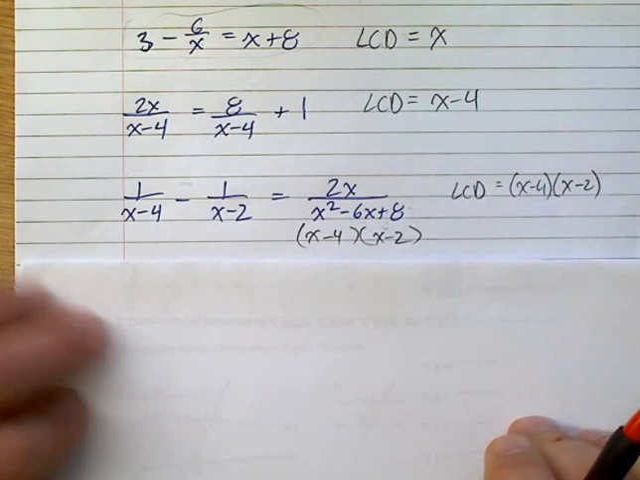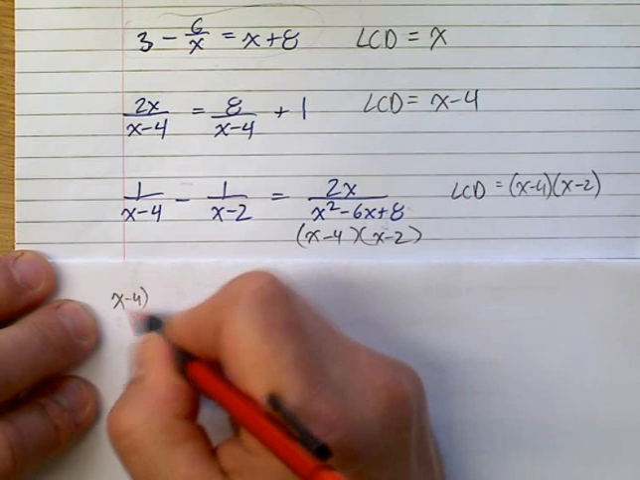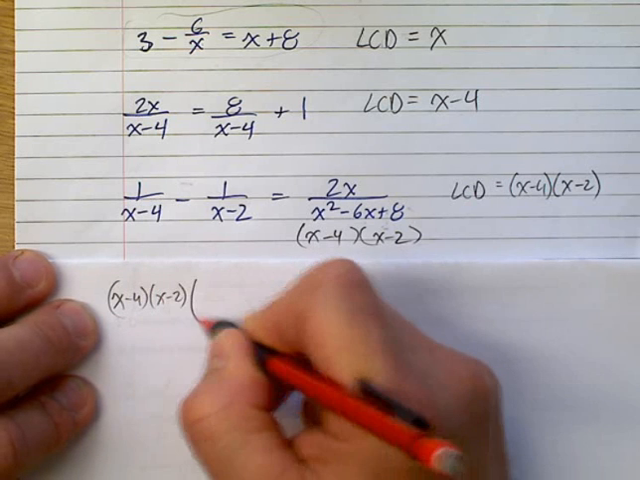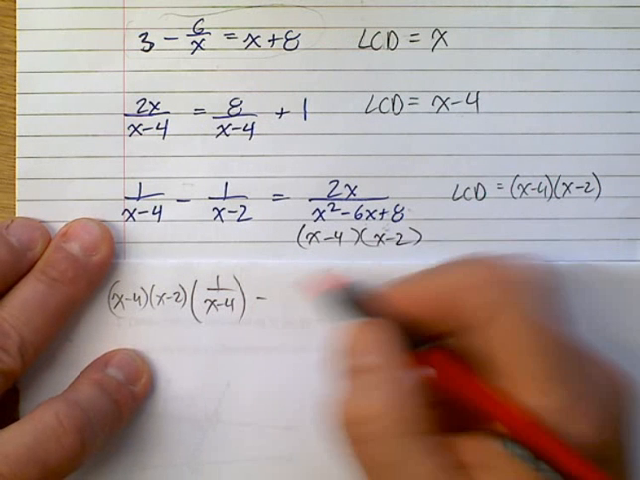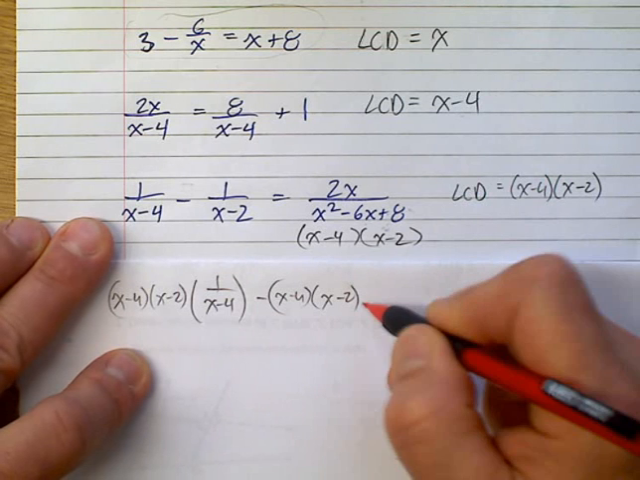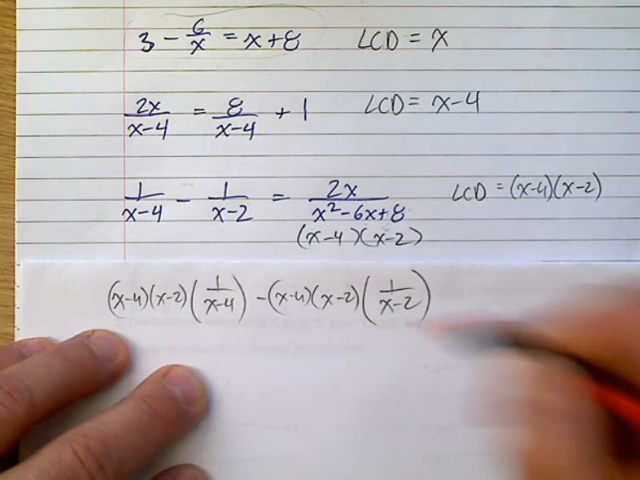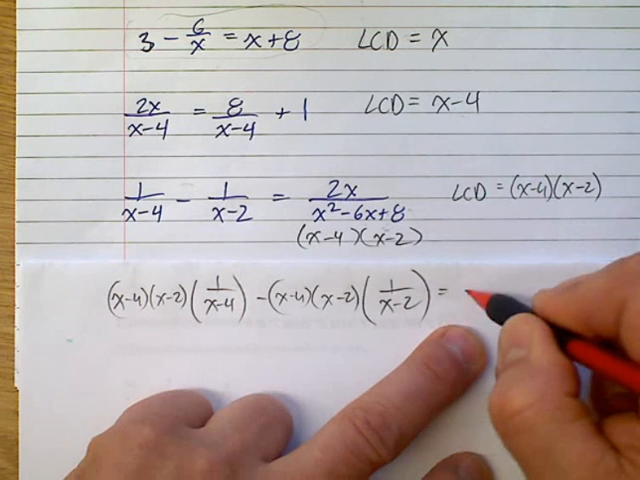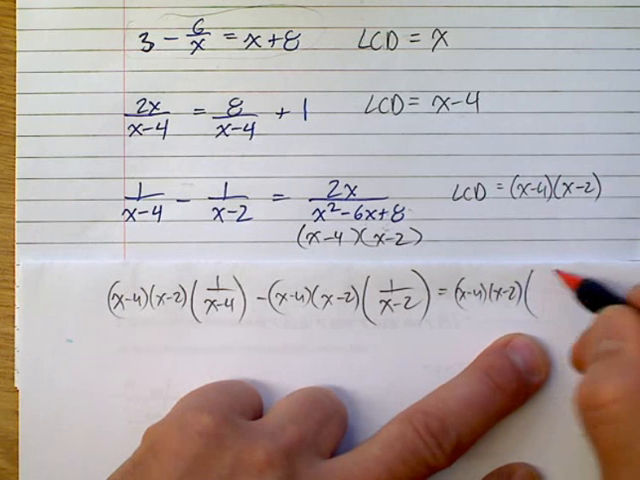Okay, so now it's going to be x minus 4, x minus 2 times 1 over x minus 4. That's times the first term. Now, I'm taking that LCD, right, and I'm multiplying it by each term. So 1 over x minus 2 equals, and then it's going to be x minus 4 times x minus 2 times 2x over x minus 4, x minus 2.